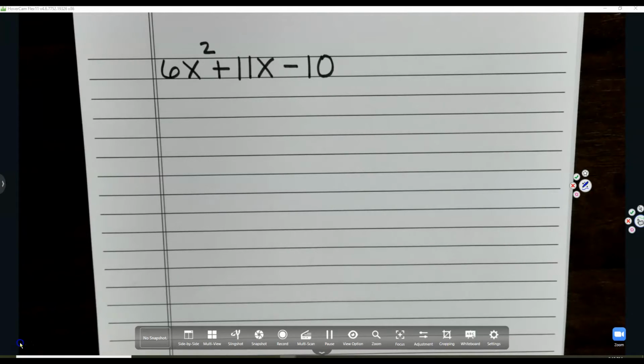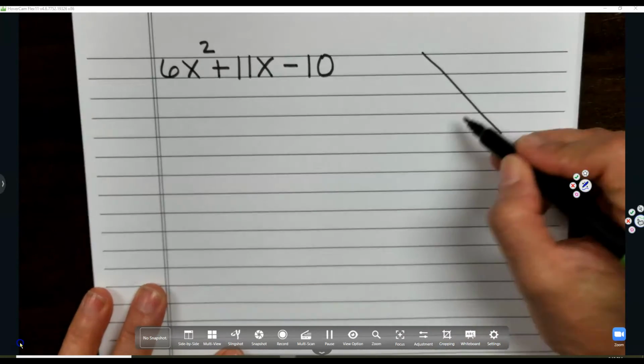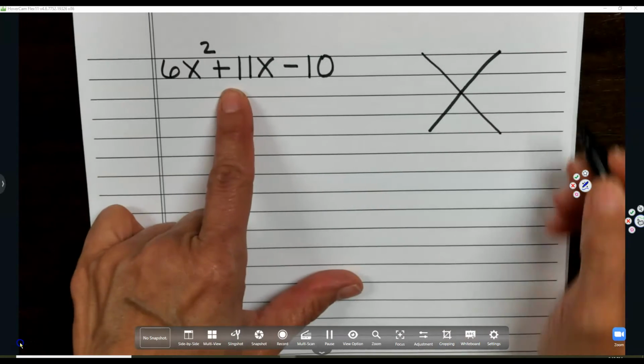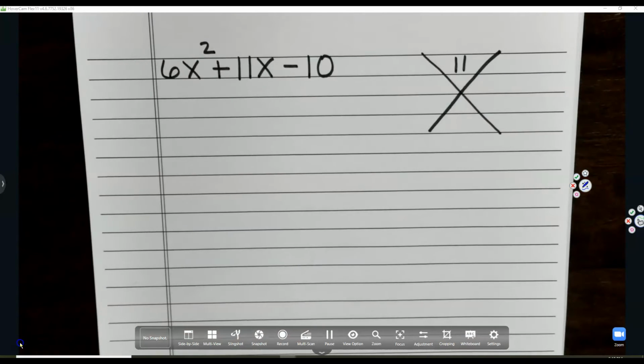Then what's the next thing we do? The X. Good job. Draw the X. Middle number goes at the top. Boom, 11. Bottom number is not negative 10. You got to multiply. What goes at the bottom? Negative 60. That's right.